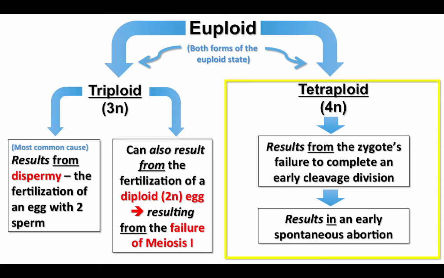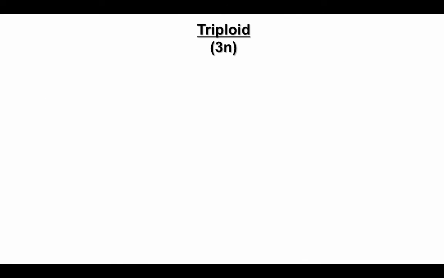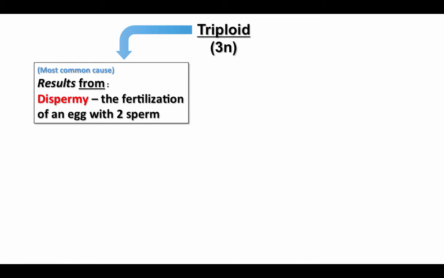So the triploid state does result in the development of a little bit more viable tissue, but ultimately it also, much like the tetraploid state, will result in early spontaneous abortions as well. Okay, and we'll talk about the specific nature of those reproductive waste products right now.